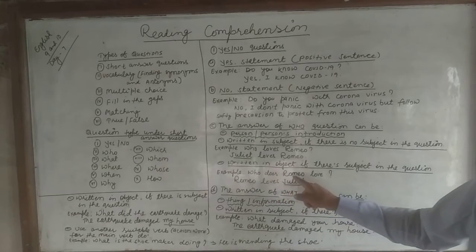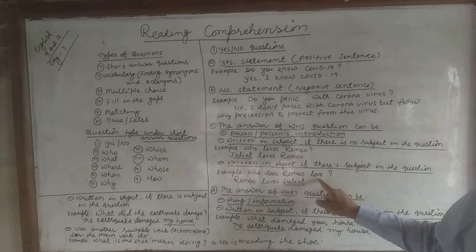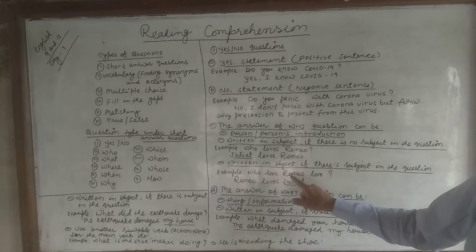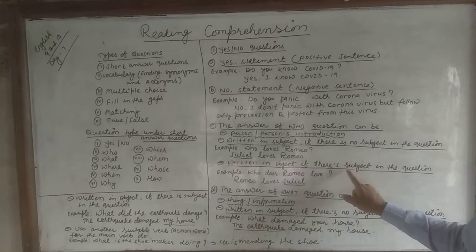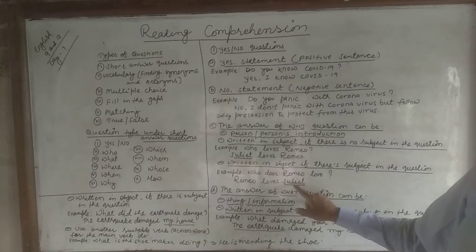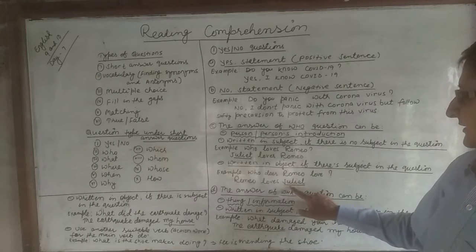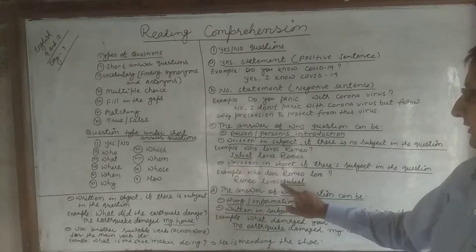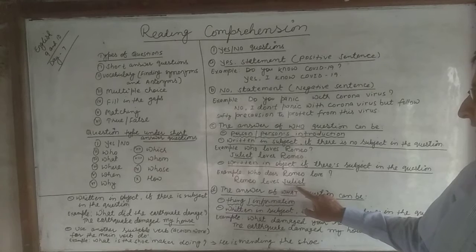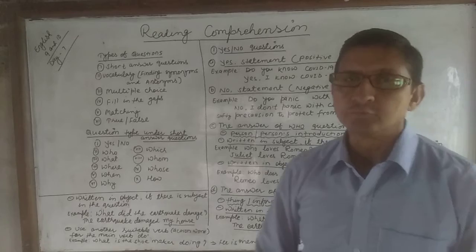Who does Romeo love? Romeo is the subject, so there is a subject. If there is a subject, we write the answer in object. Okay? Romeo loves Juliet. Juliet is the answer, and this answer is written in object. So, Romeo loves Juliet. In this way, we write the answer of a who question. Okay?